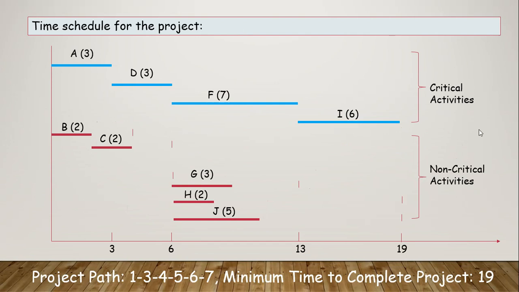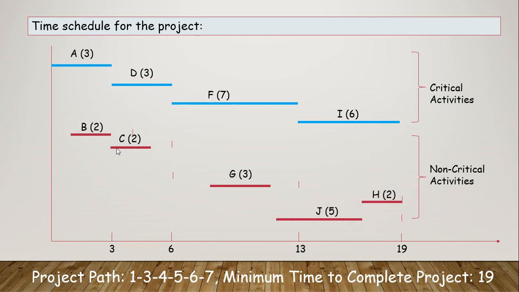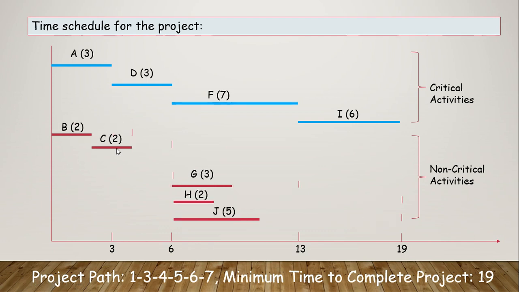There is a little bit. Look at the diagrammatic representation of the time schedule of that project. These are the critical activities: A, D, F, and I. Now look at B, C, G, H, J. These are the time durations. 3 days are required to complete activity A, 3 days for activity D, and in 6 days A and D can be completed. Within these 6 days we can complete B and C as per the schedule. It is not going to impact our project duration.